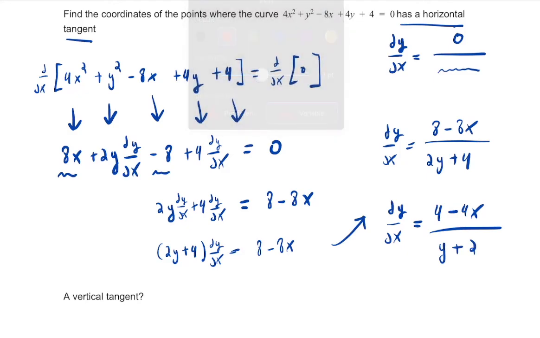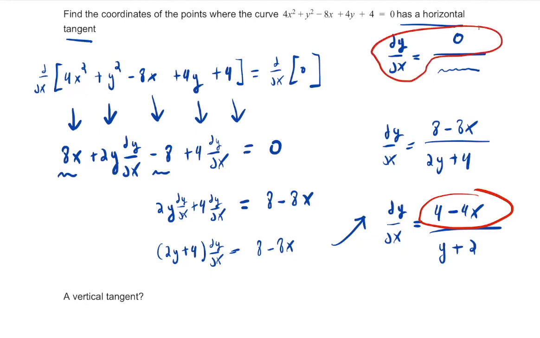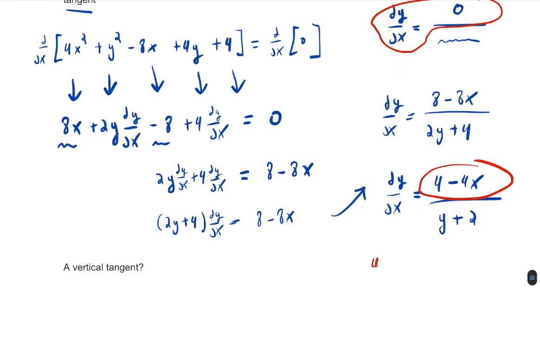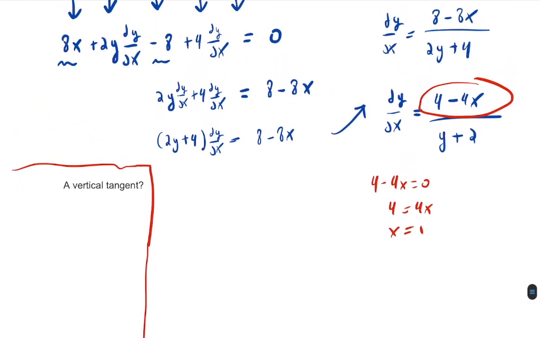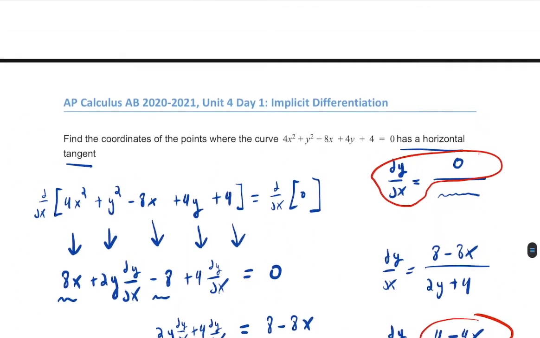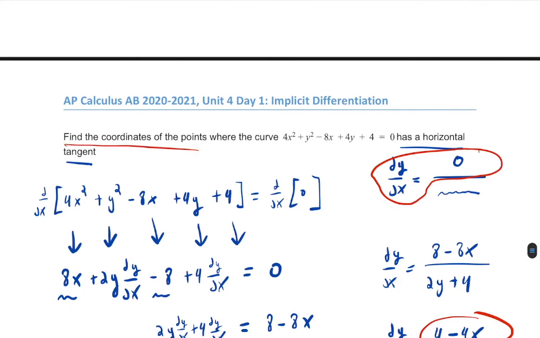Well, we're going to have a horizontal tangent line when the numerator is equal to 0. So that's going to be when 4 minus 4x is equal to 0, when 4 is equal to 4x, when x is equal to 1. Now the tricky part about this one, and we'll do a vertical tangent later in class, is that they didn't just ask me for the x, they asked me for the coordinates of the point.